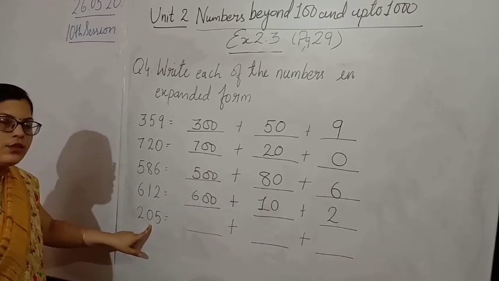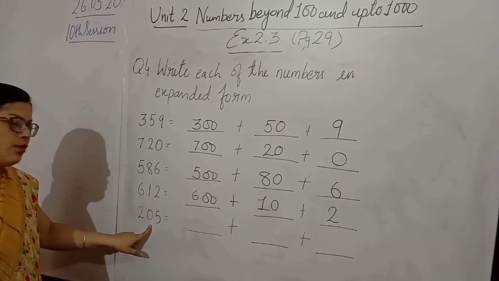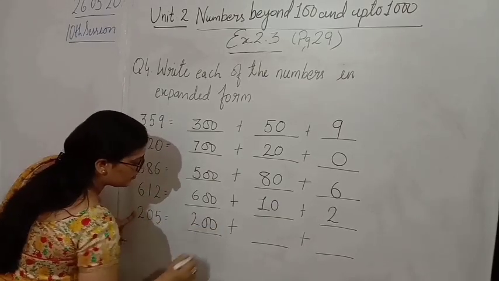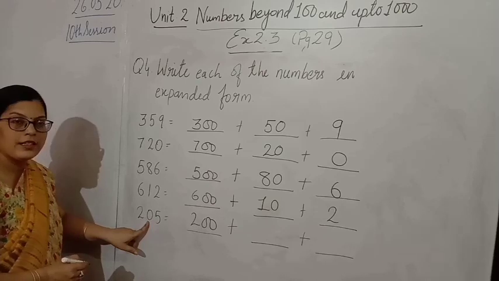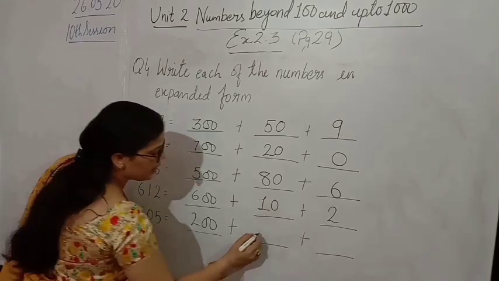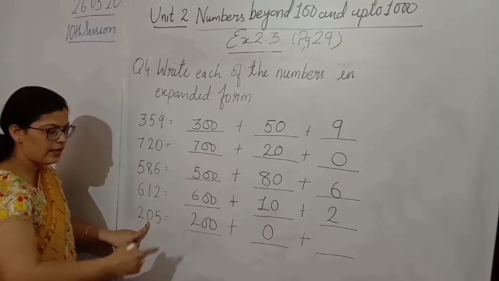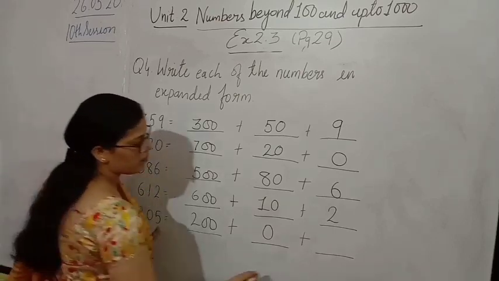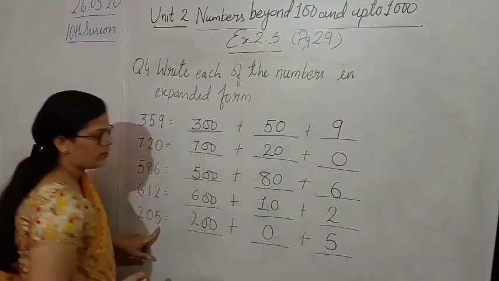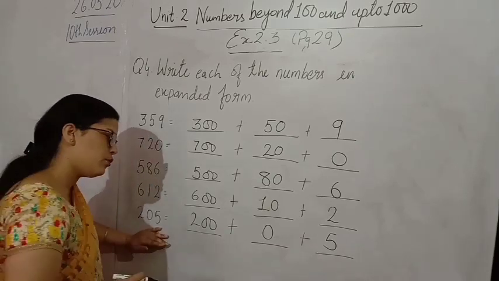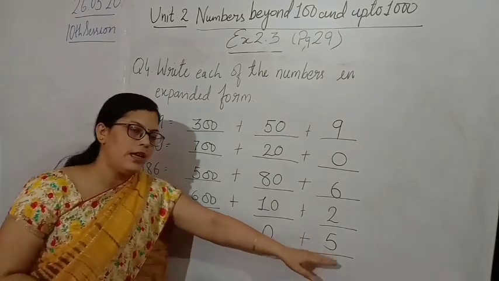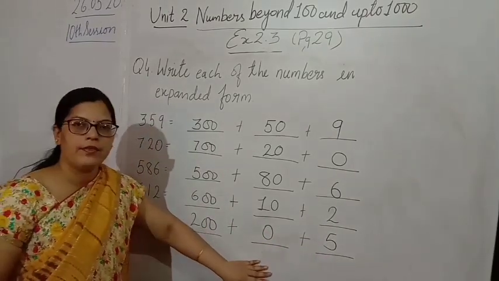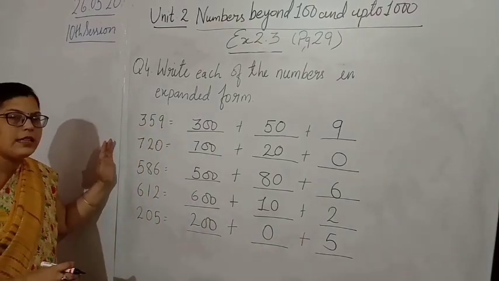Now the last number is 205. The place value of 2 will be 200, as 2 is at the hundreds place. The next digit is 0, which is at the tens place, so we simply write 0 at the tens place. Then the third digit is 5, which is at the ones place, so the place value will be just 5. The expanded form of 205 is 200 plus 0 plus 5. We can also write this expanded form as 200 plus 5. Okay, clear? So write this answer in your books, all of you.